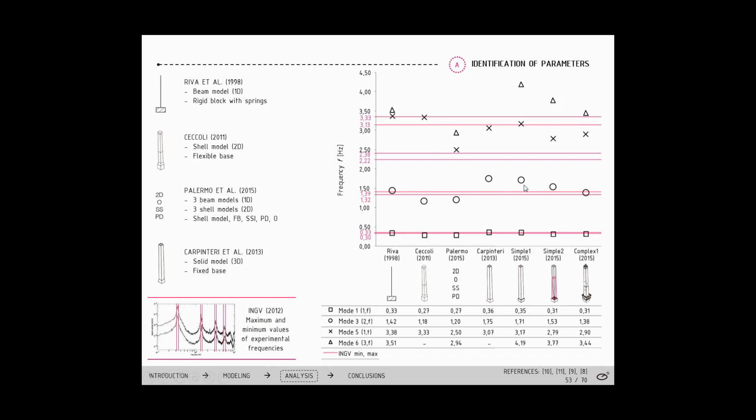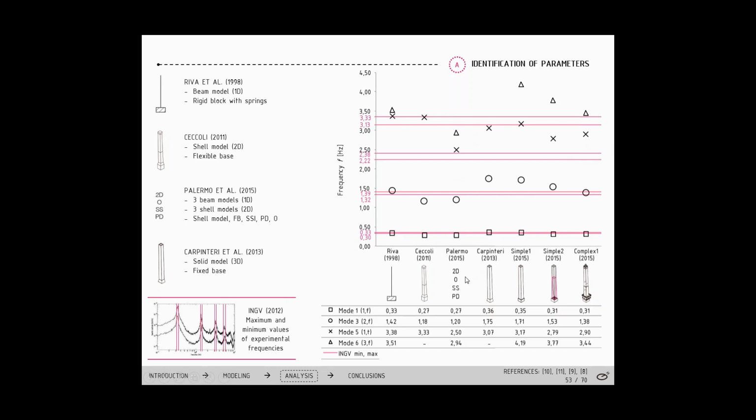This comparison graph shows the frequencies of the first 3 bending modes and the torsional mode right here, against the frequency values when available. From this, we can say that in general all models reach the real structure response. The first and second models achieve just the first frequencies.